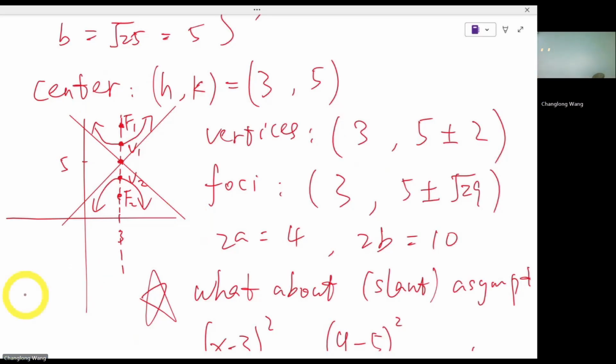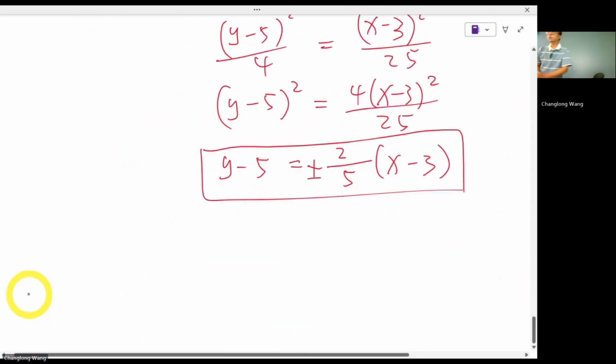Well, the equation of this line has to be the line that goes through the point (3, 5) with a positive slope, right? Now the positive slope, if you remember, is 2/5. And the other one is the same exact point, but with a negative slope. Take a look at that, right? That's all you have to do.